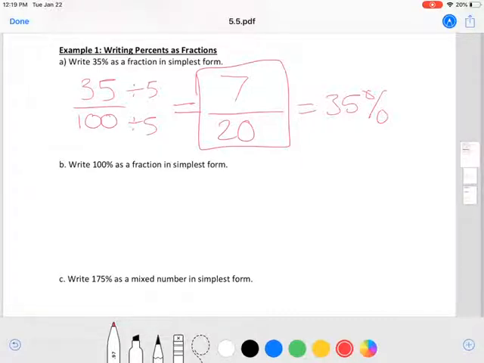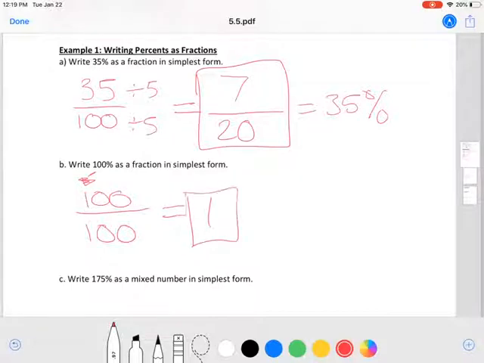All right, B: write 100% as a fraction. So again, our whole is 100, and our part is what is in the percentage, which is just 100. And this one should be an easy one for you guys. What is 100 divided by 100? Well, that's just 1. So our answer is 1.